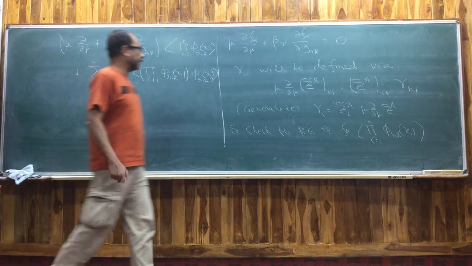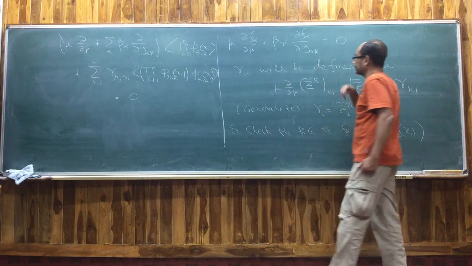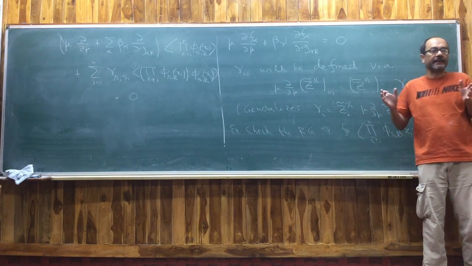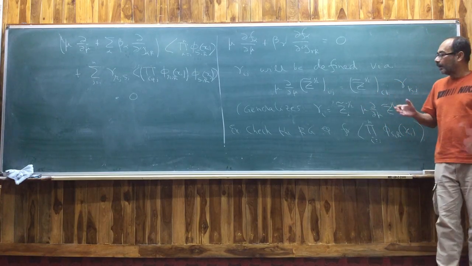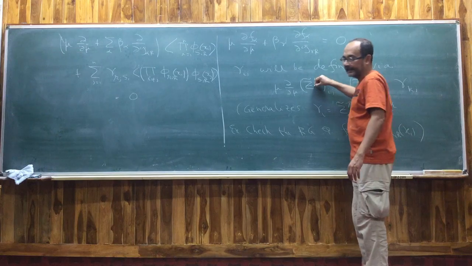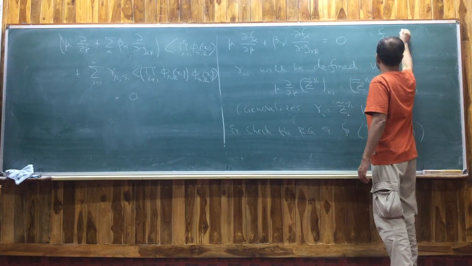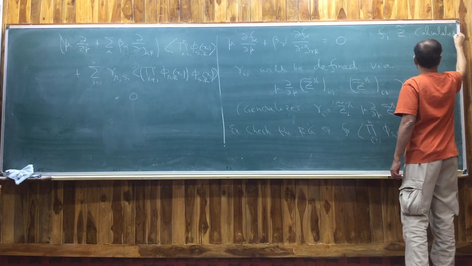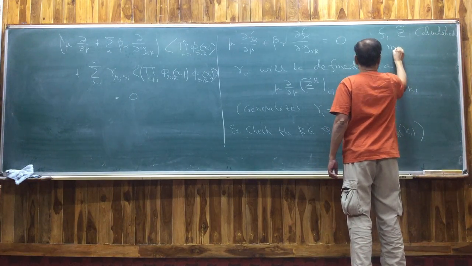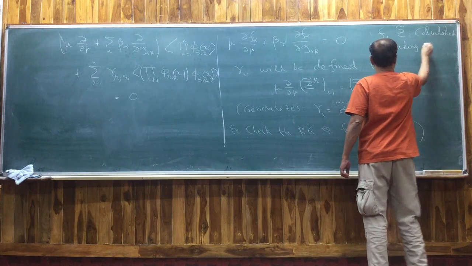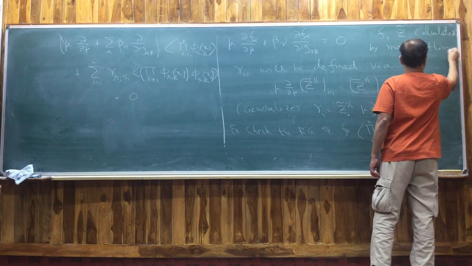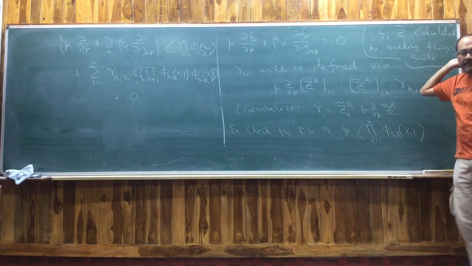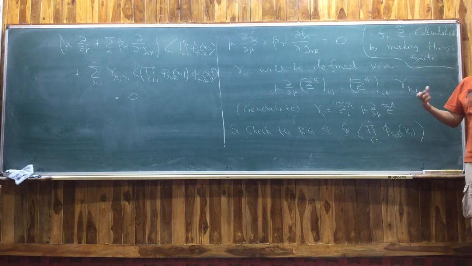So let me say a few words about how to calculate the betas and gammas. What is known? When you take a given theory and renormalize it, what are known are the f's and the z tildes. So f and z tilde are calculated by making things finite. We have ambiguity in defining f and z tilde because there is always a finite ambiguity.